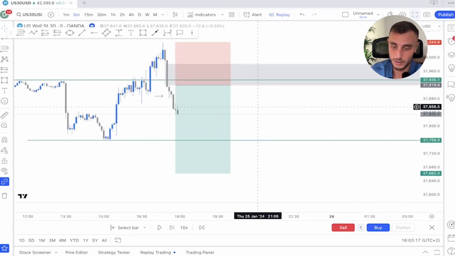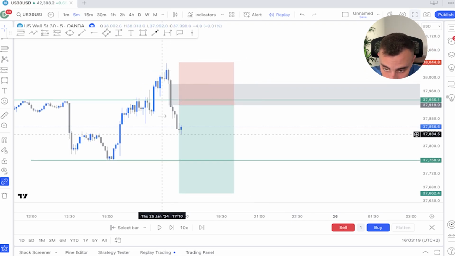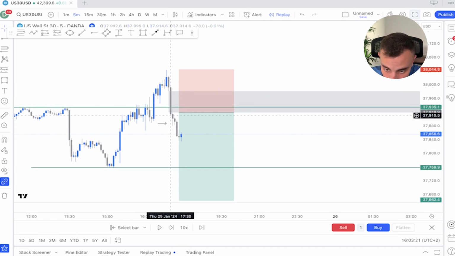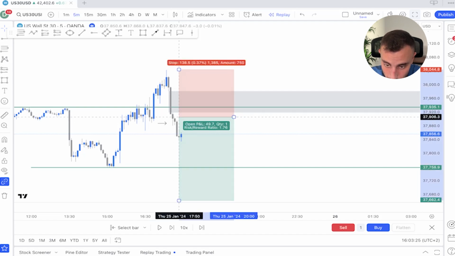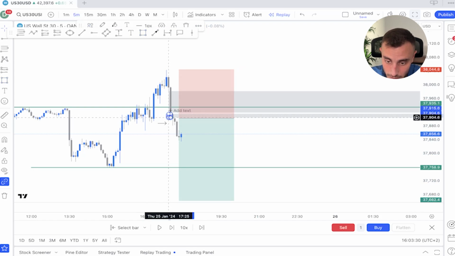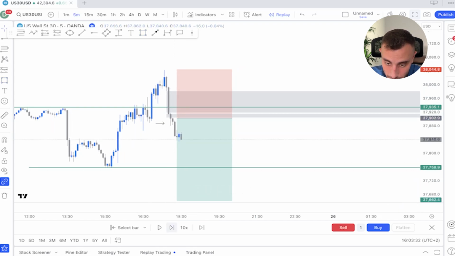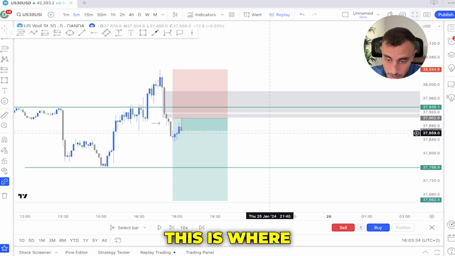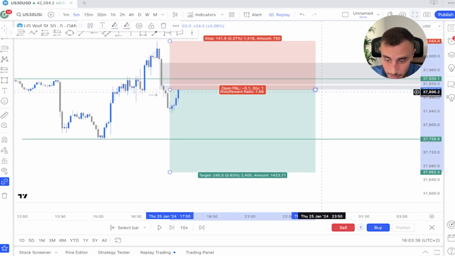Oh, but wait, we have multiple gaps. So we have another gap here, another one here, and another one here. So we have 3 gaps. So the entry would be here on this second gap. Okay, this would be the entry. Okay, this is where it would have triggered, but again, I'm not taking this setup.